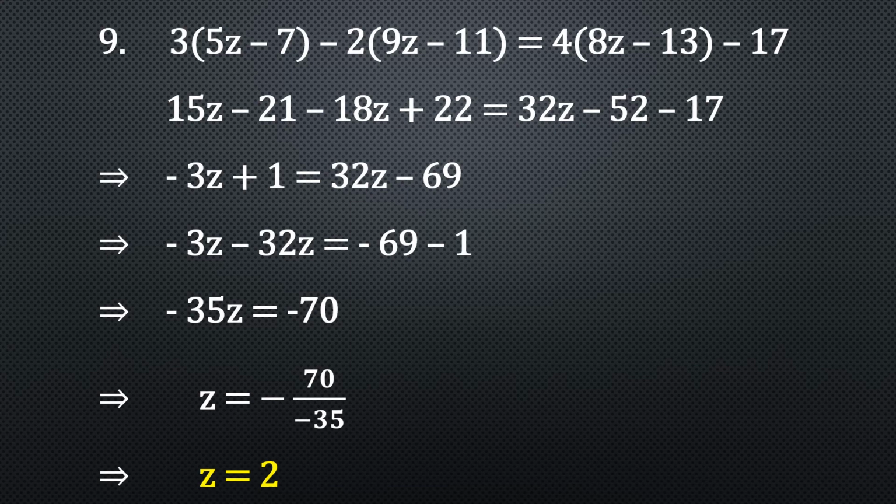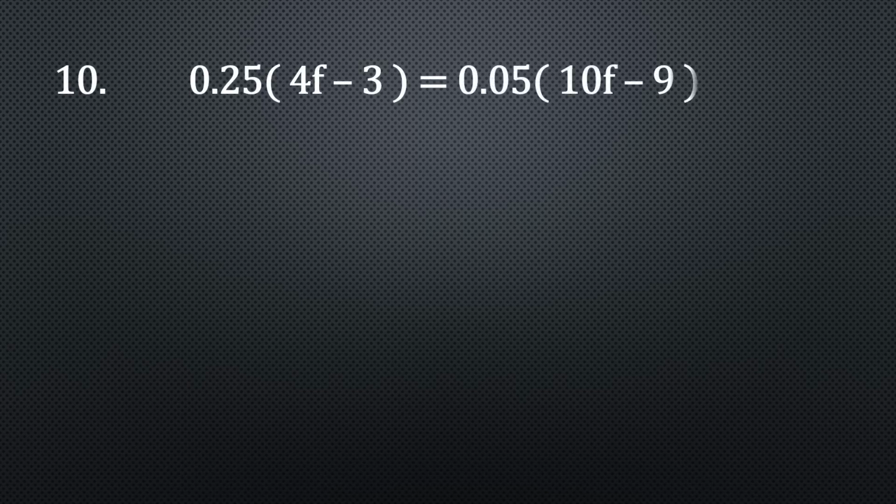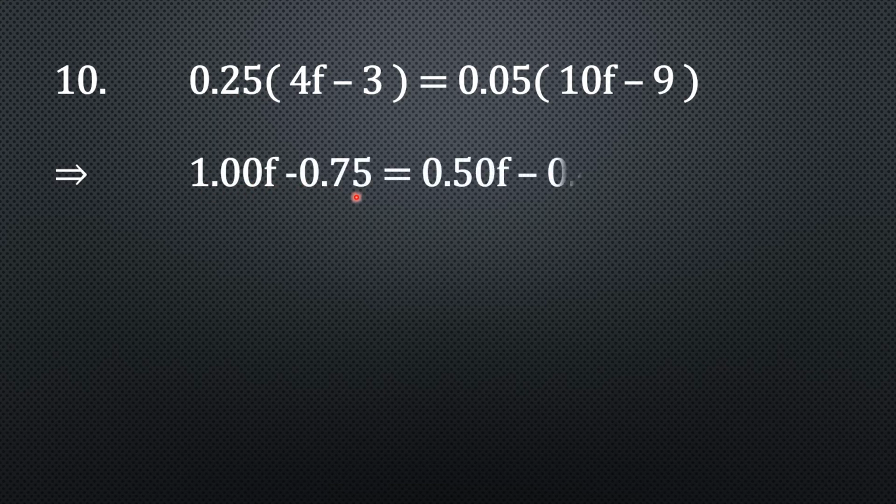Now moving to the last question. 0.25 into (4f minus 3) equals 0.05 into (10f minus 9). Again, first we will open the brackets. We get 0.25 into 4, that is 1.00f, minus 0.75 equals 0.50f minus 0.45.